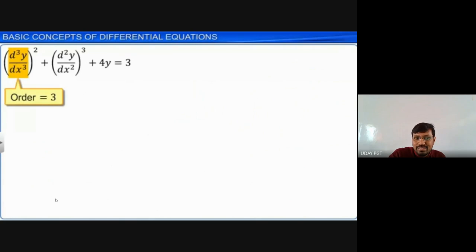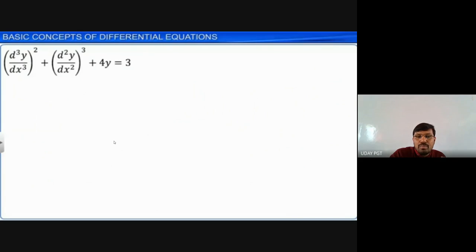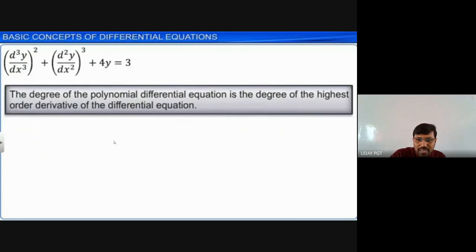The order here is 3 in this situation. And if you consider d square y by dx square whole cube plus 4y equals 3, given in this situation. Are you getting my point here? So when you consider this, it is a polynomial equation. The degree of the polynomial equation is the degree of the highest order derivative of the differential equation.